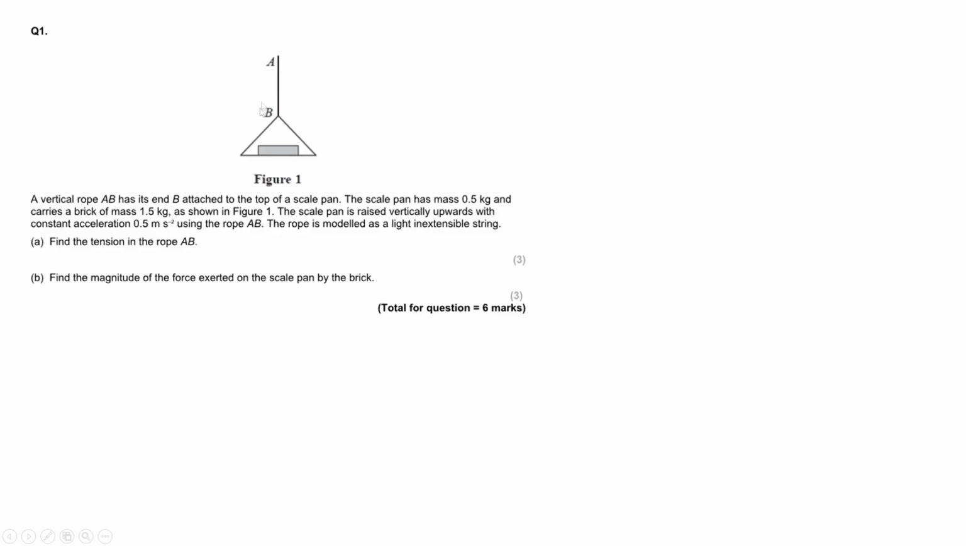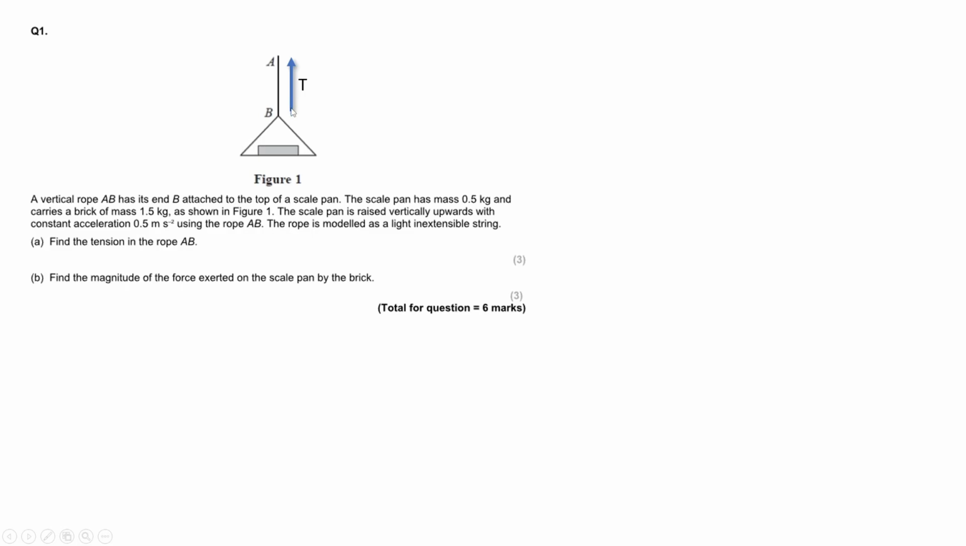So, we've got a vertical rope attached to a scale pan. The scale pan has a mass of 0.5 kilograms and it's carrying a brick of 1.5 kilograms. Then it says that the scale pan is raised vertically upwards with a constant acceleration of 0.5 meters per second squared. Alright, so the scale pan is moving upwards, and they ask us to find the tension in the rope AB. So the first thing to do in this type of question is to draw your forces.